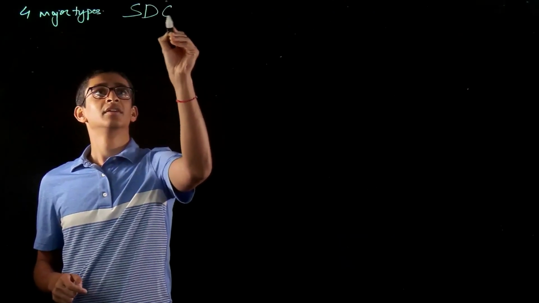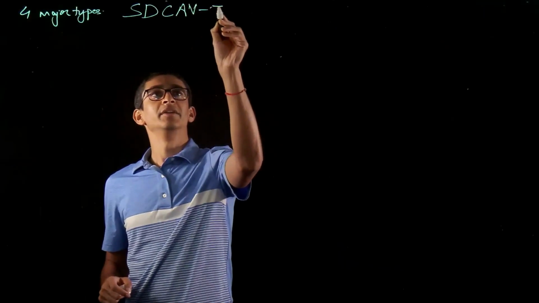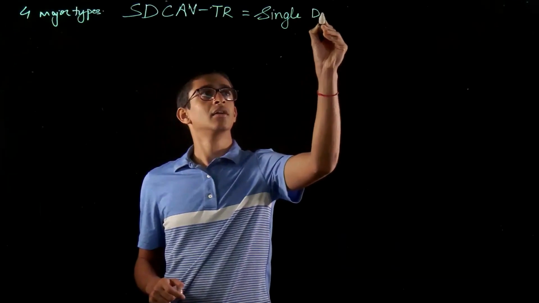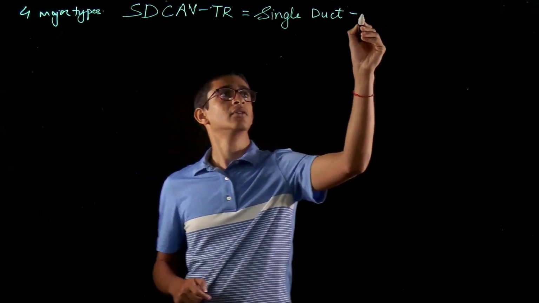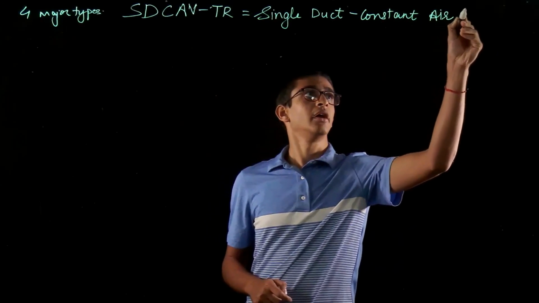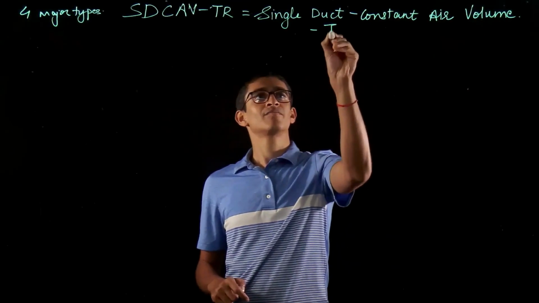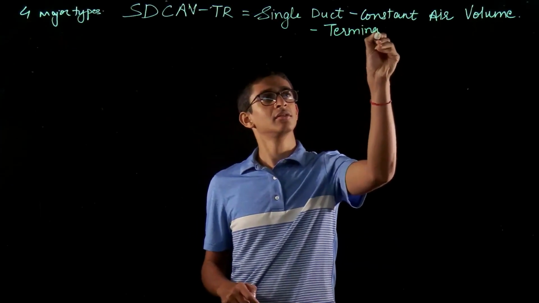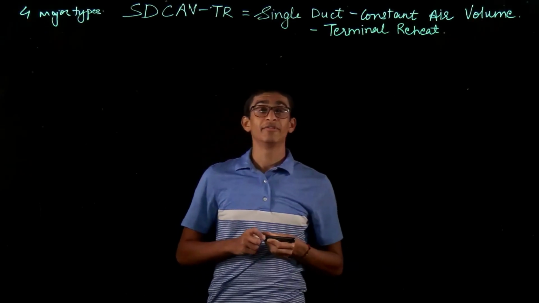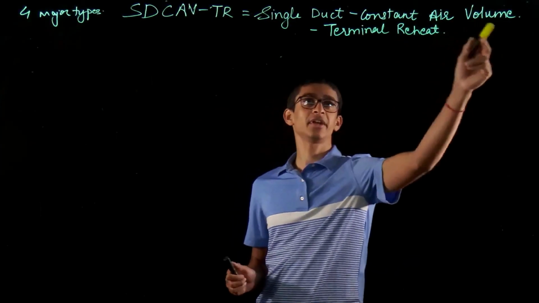SDCAV and terminal reheat, which is single duct constant air volume terminal reheat. So I hope you have understood the different categories which could form. I have said this as single duct, constant air volume, terminal reheat.